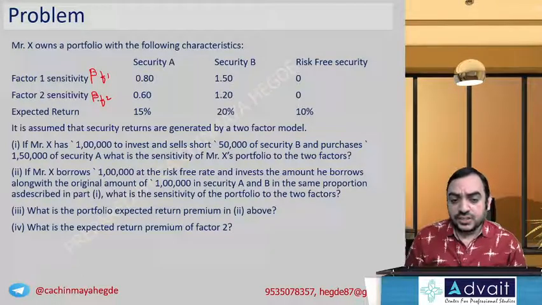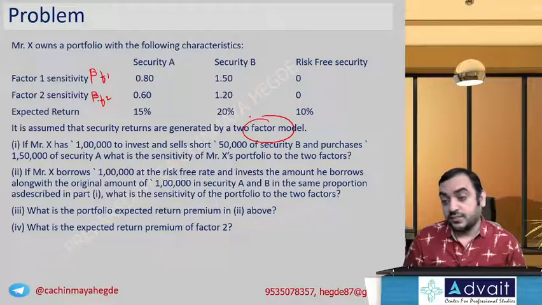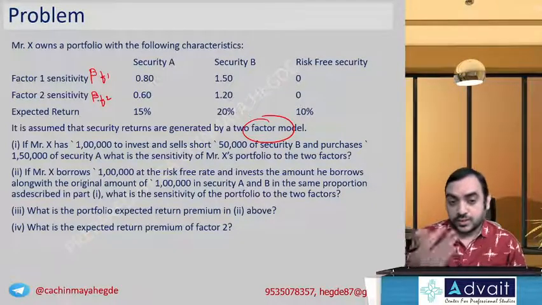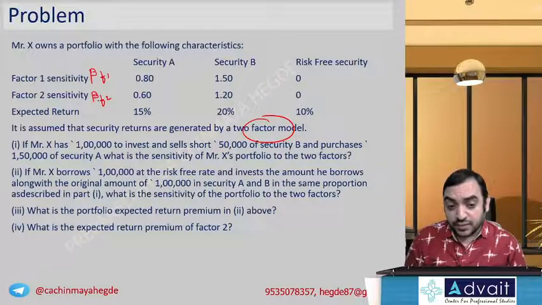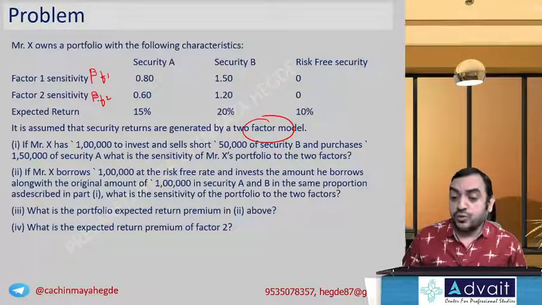It is assumed that the security returns are generated by a two-factor model. So two-factor, don't think about some model, about this arbitrage pricing theory. Two factors, factor 1, factor 2. If Mr. X has 1 lakh to invest and sells short 50,000 of security B and purchases 1 lakh 50,000 of security A, what is the sensitivity of Mr. X's portfolio to the two factors?